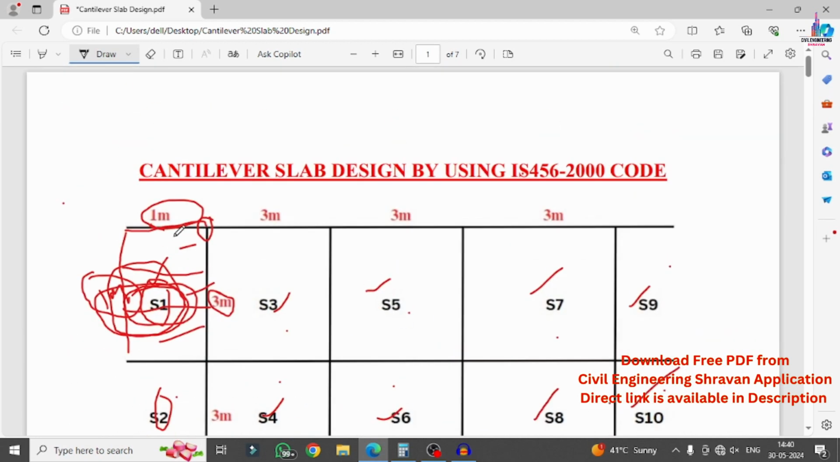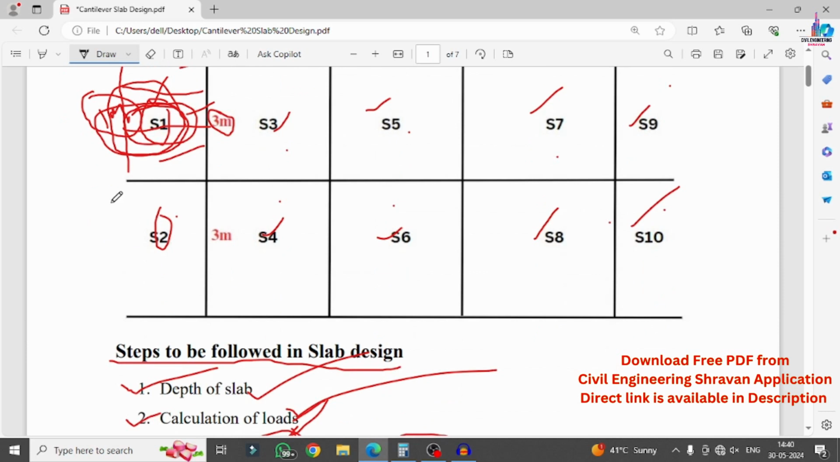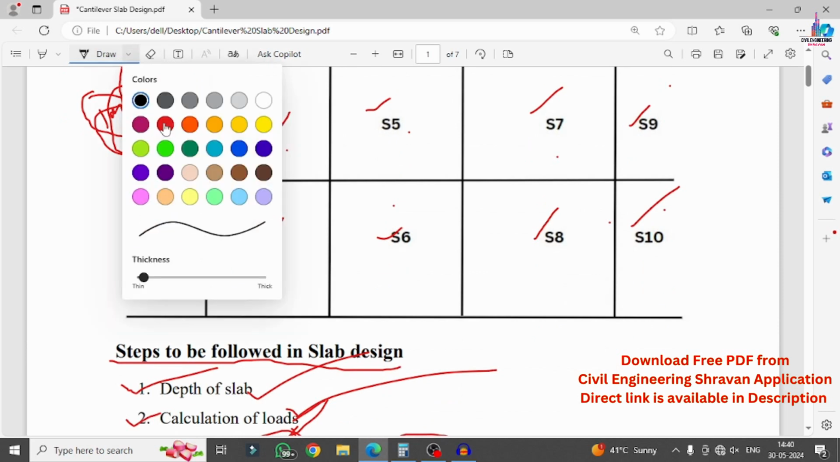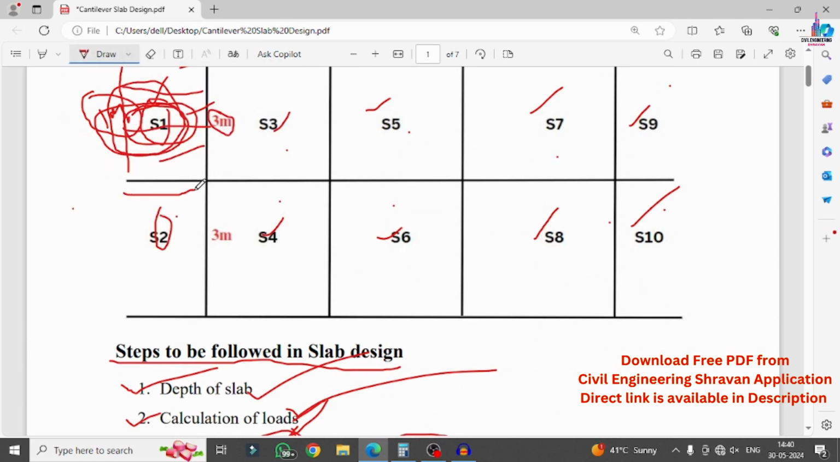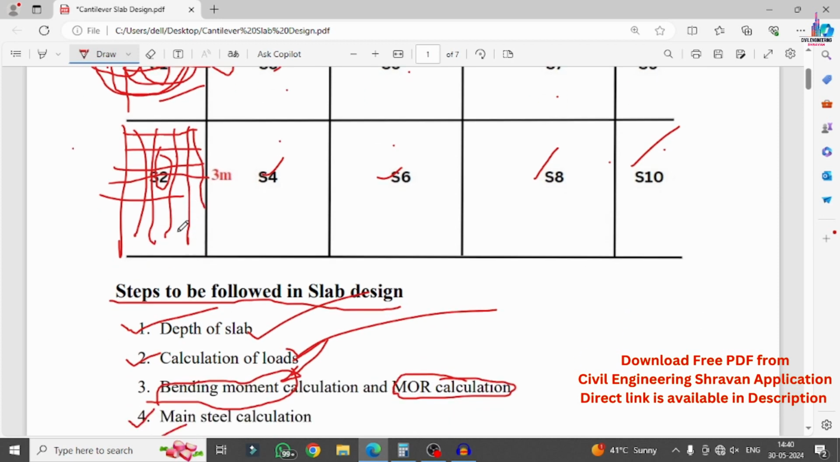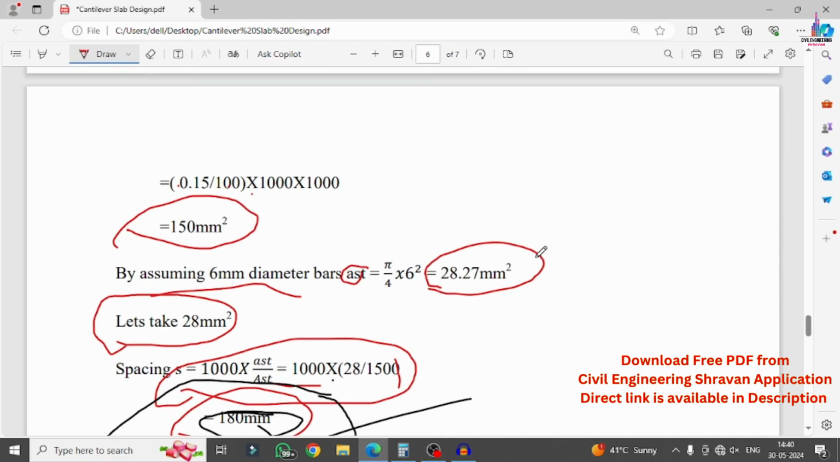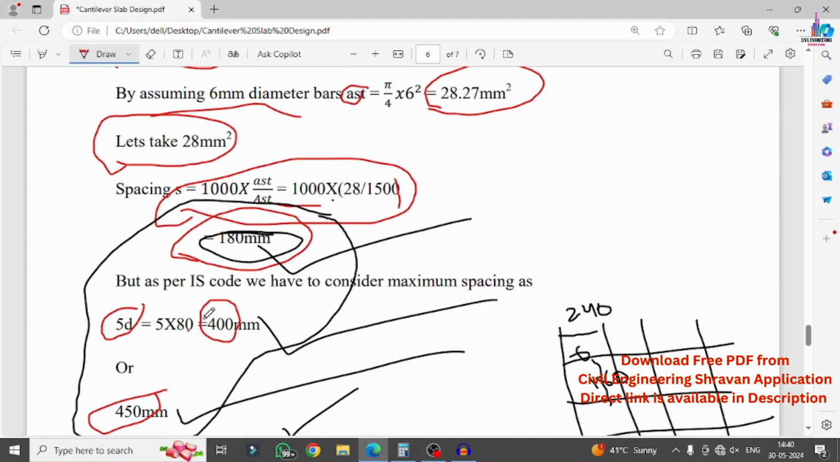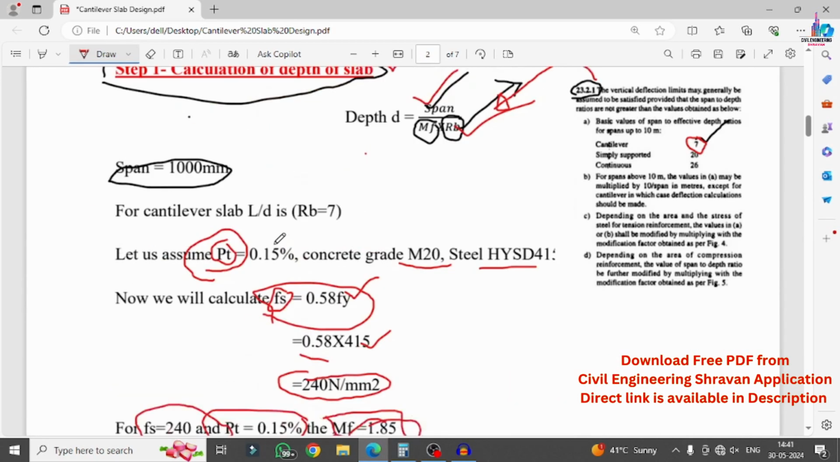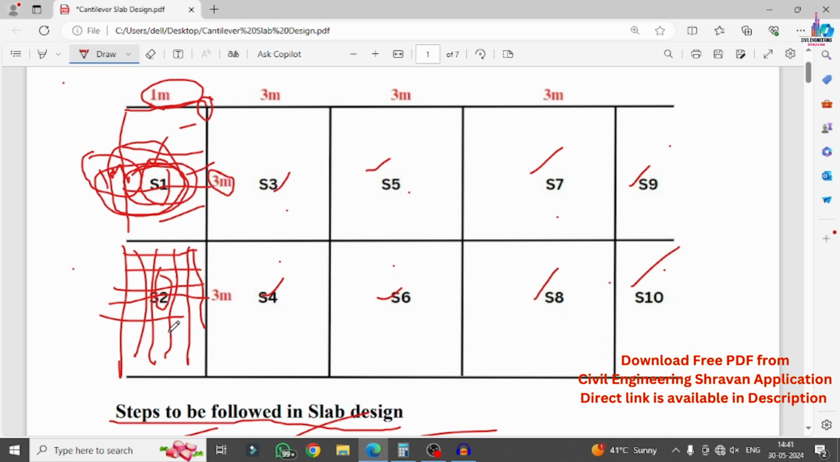Now you can see that the final reinforcement is an 8 mm diameter bar placed at 240 center to center distance, and the distribution bars are 6 mm diameter bars placed at 180 center to center distance. I will check that reinforcement value. It comes to 180 center to center distance for the distribution bars. So this is the complete reinforcement calculation obtained for the cantilever slab section.